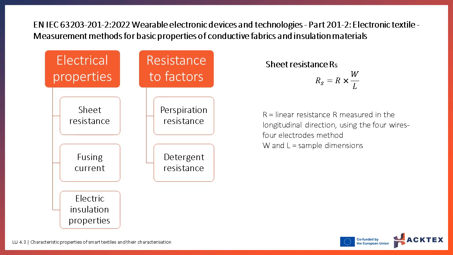EN/IEC 63203-201 Part 2 determines the sheet resistance, including after samples are subjected to artificial perspiration and washing, and the fusing current. Sheet resistance, also known as surface resistance, measures the lateral resistance through a thin square of material. It is calculated multiplying the linear resistance by the ratio between the width and the length of the sample. The standard also determines insulation characteristics.